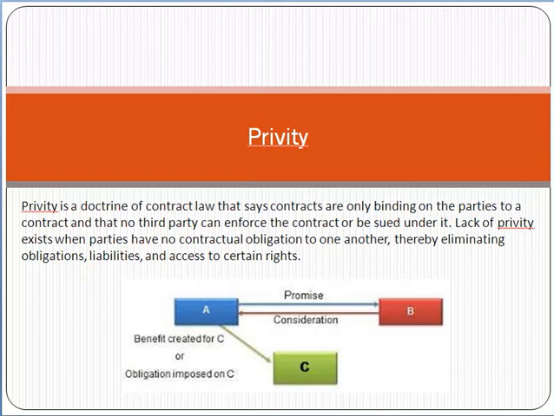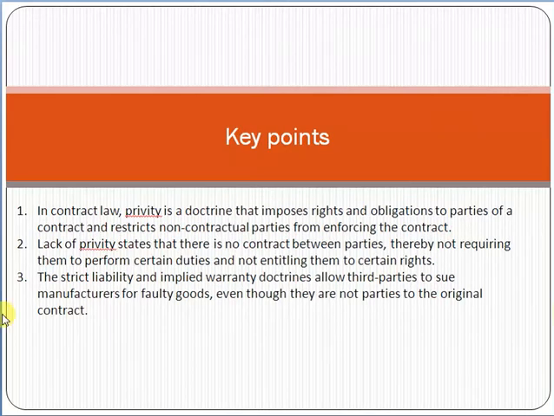Now friend, what are the key points here in privity? Friend, the key point is that in contract law, privity is a doctrine that imposes rights and obligations on the parties of a contract and restricts non-contractual parties from enforcing the contract. Lack of privity states that there is no contract between the parties, thereby not requiring them to perform certain duties and not entitling them to certain rights.